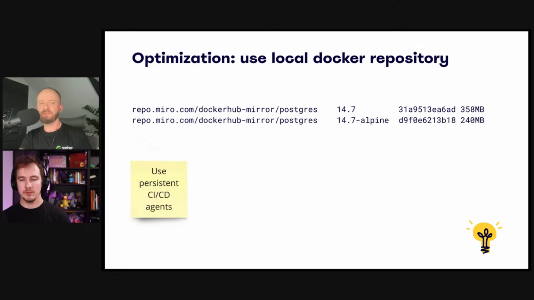So just some simple optimization related to usage of Testcontainers here. Use your internal Docker registry, not the Docker Hub, because it will reduce the I/O operations. Also, it's recommended to use persistent CI/CD agents if possible. This way you will reduce the time of fetching.